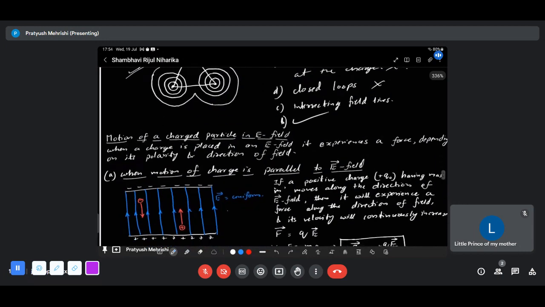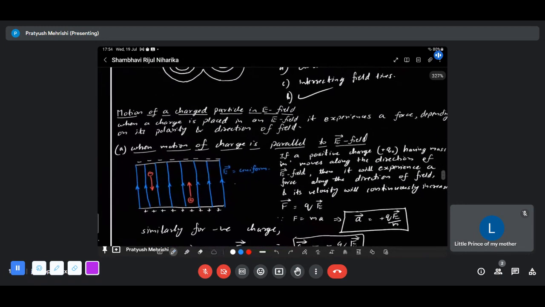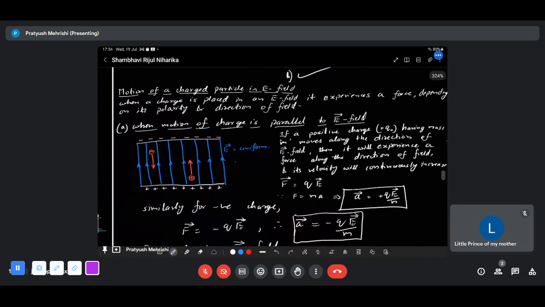Now, next is motion of a charged particle in a field line. Whenever a charged particle enters an electric field, what will happen? It will experience a force. If the charge is positive, it will experience a force in the direction of the electric field; if negative, in the direction opposite to that of the electric field.